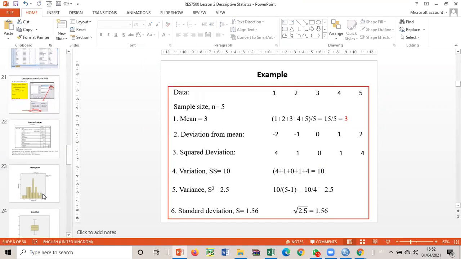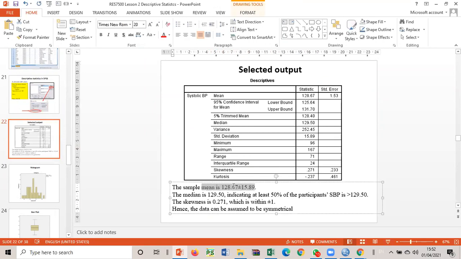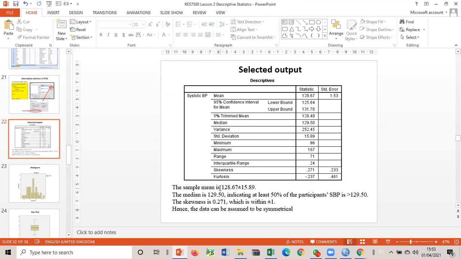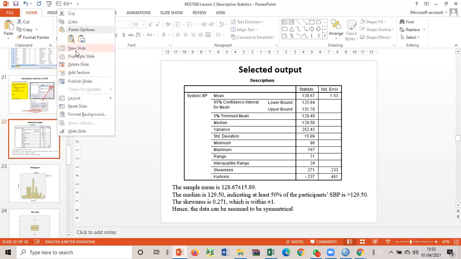In this example, what's the standard deviation value? 15.89. So we just say the sample mean is 128.67 plus or minus 15.89. That's all. This is where the data is centered, and this is how much it is spread. Are we clear on this? Class, are you clear? Yes, sir. Right.